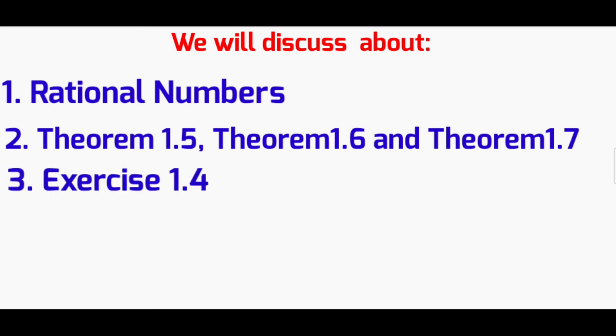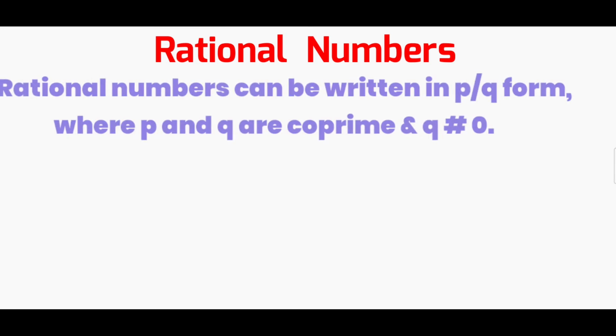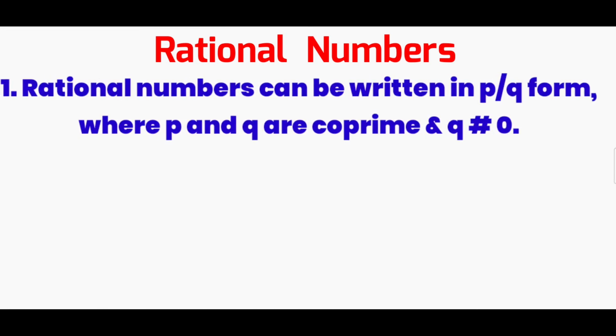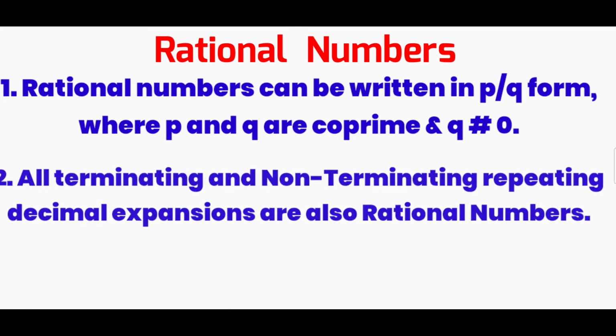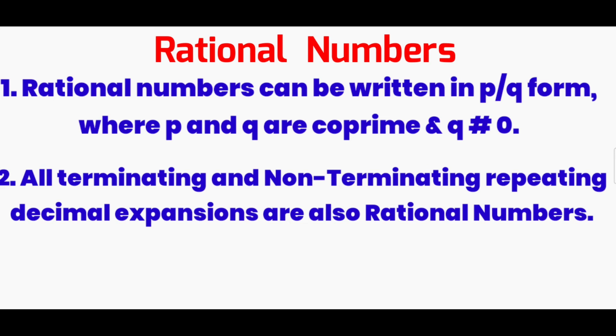Let's get started. In your 9th standard, you have learned about rational numbers, and you know rational numbers are the numbers which we can write in p upon q form, where p and q are co-prime and q is not equal to 0. We have also discussed that all terminating and non-terminating repeating decimal expansions are also rational numbers.